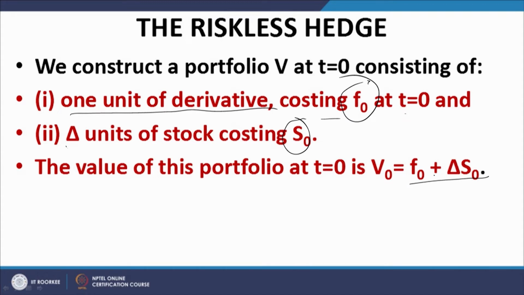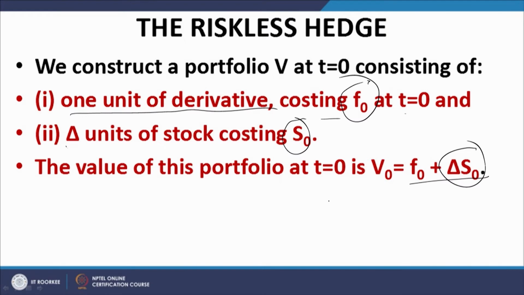Please note, I have not used the point that one should be opposite of the other. Let it emanate out of the mathematics. So, for the moment I construct a portfolio with 1 unit of the derivative, whatever position it is, and delta units of the stock, whatever position it is. The derivative costs F0 per unit, and the stock costs S0 per unit. So, the stock component of this portfolio will cost me delta S0, and the derivative component will cost me F0. So, the total value of the portfolio at t equal to 0 is equal to F0 plus delta S0.